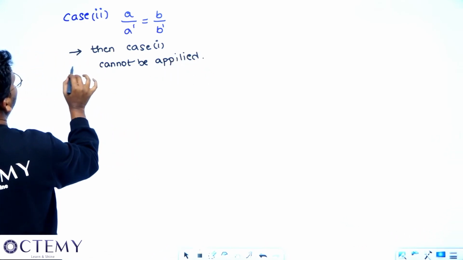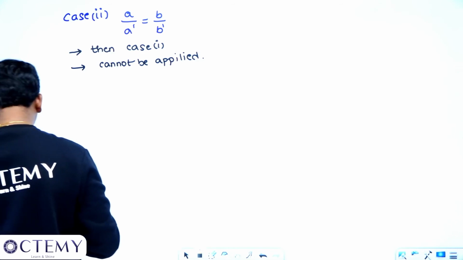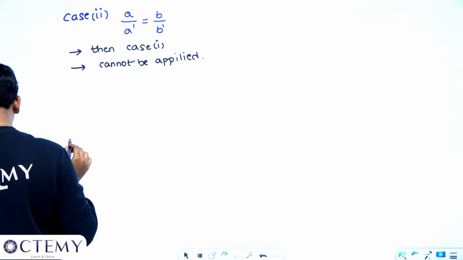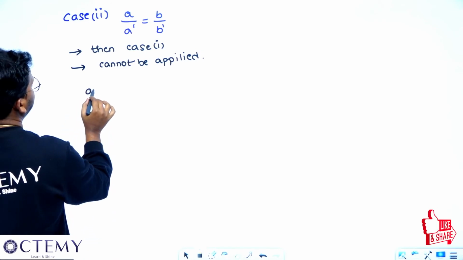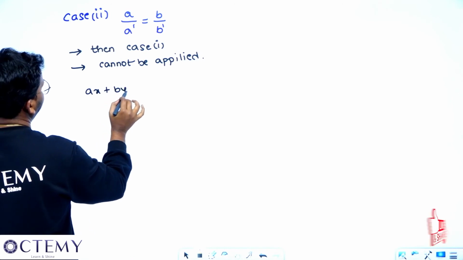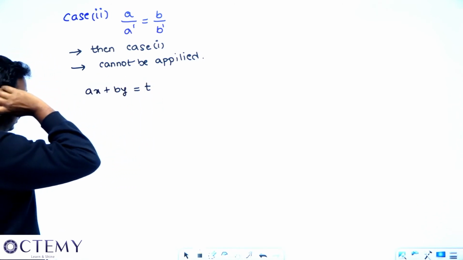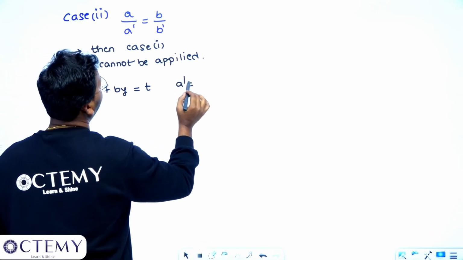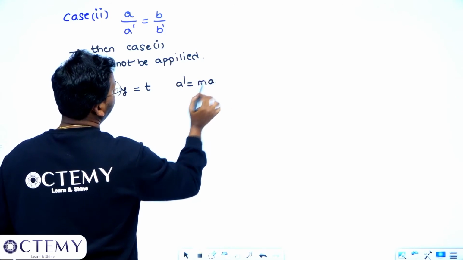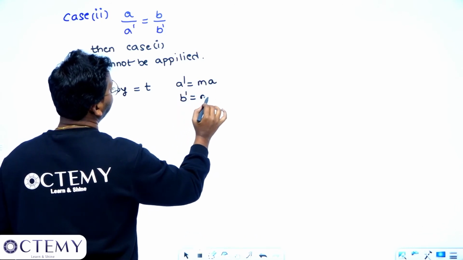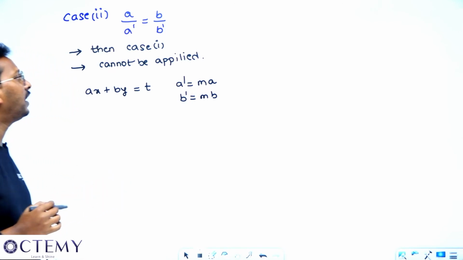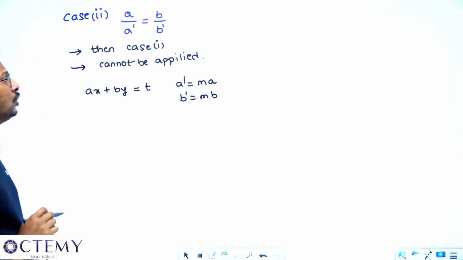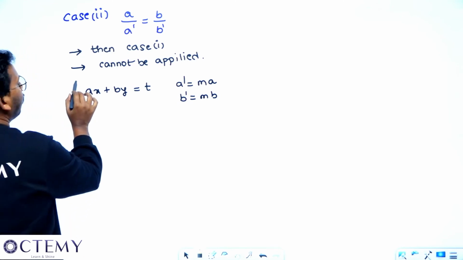Then what you have to do? You will have to do it like this. If the ratio is equal, then I will take ax plus by is equal to t, right? And I know the ratios are equal, so a dash will be equal to some m times a, or b dash will be equal to some m times b, because the ratio is there. So the ratio value is, say, m, or if I take this as 1 by m, this is what it will come. So for this case, you have to do this.